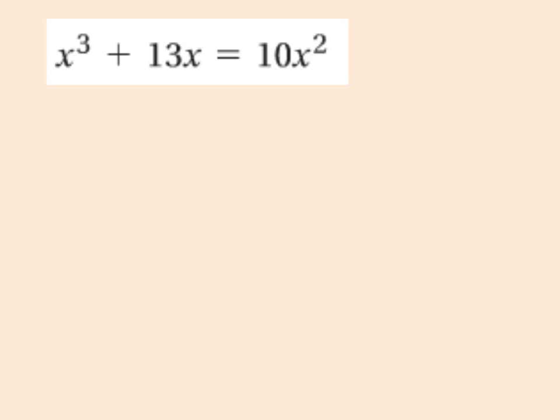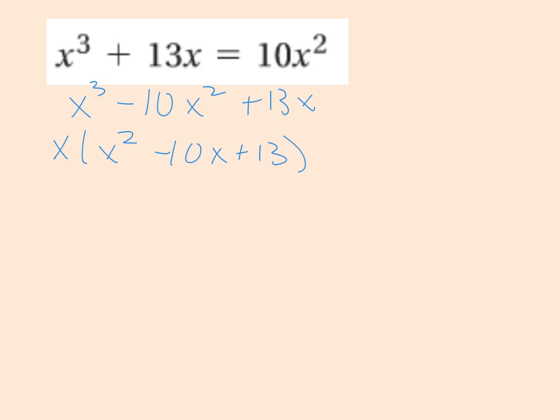And the last one for the video, I'm going to subtract my 10x squared over, so I'm going to have x cubed minus 10x squared plus 13x. I can take out an x right there, left with x squared minus 10x plus 13. Now, 13 is a prime number, so the only numbers that multiply to get 13 are 13 and 1. There's no combination to get negative 10.